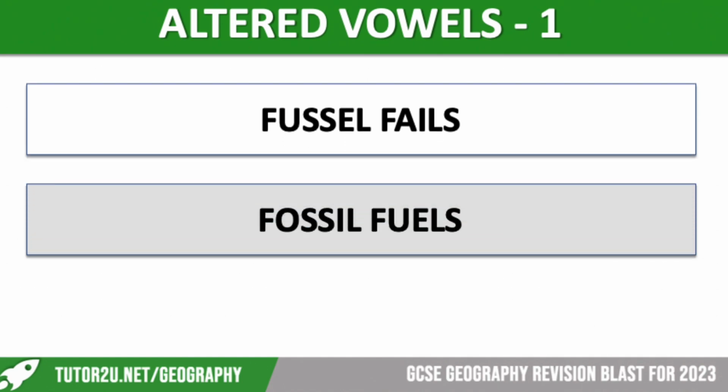So fossil fuels are things like coal, oil and gas. They're formed over millions of years under pressure and they have to be burned to release the energy. When we burn them, they give off lots of carbon dioxide. And as a global population, we are trying to move away from their usage.